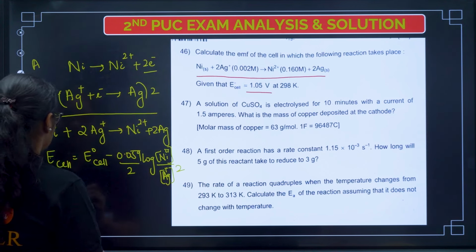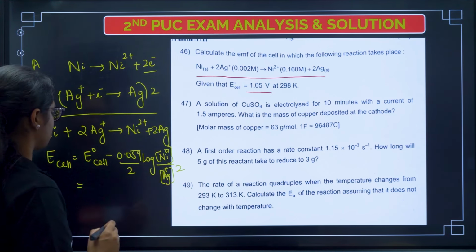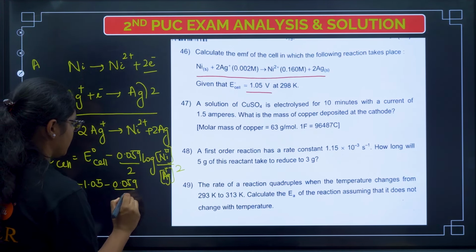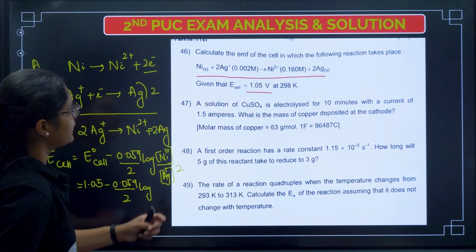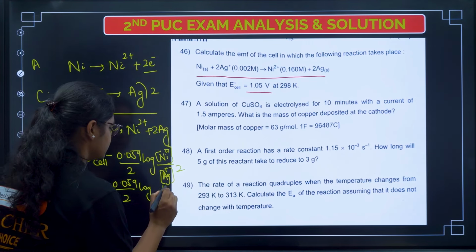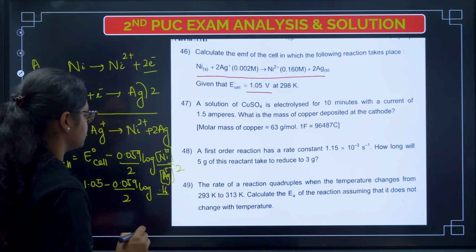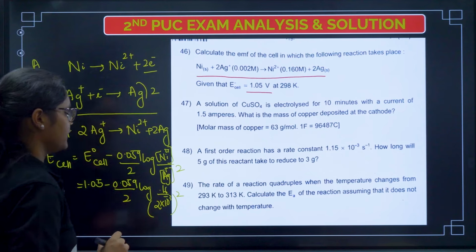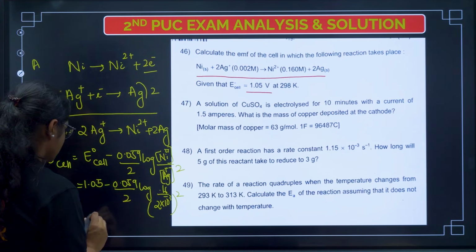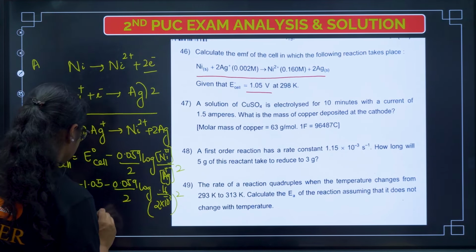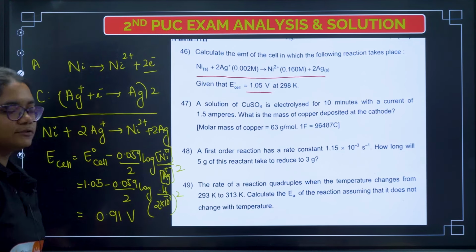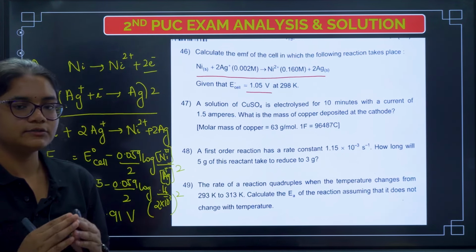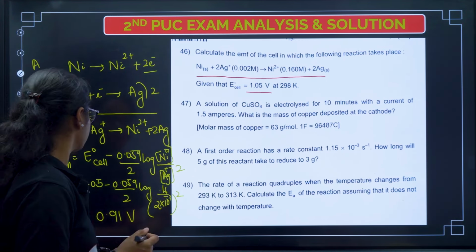Now we can substitute all the values here. E naught of the cell is 1.05 volt minus 0.059 by 2 log of, what is Ni2+ concentration? 0.16, and Ag+ concentration is 2 into 10 to the power of minus 3, whole square. So you have to just solve this value. If you solve it, you will get around 0.91 volt. The answer should be somewhere near 0.91. If you write 2 or 3 decimal places, you should mention the unit, which should be volt.